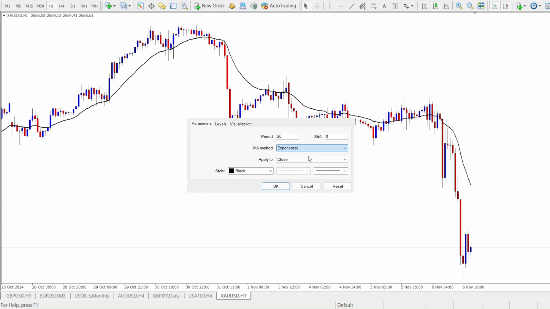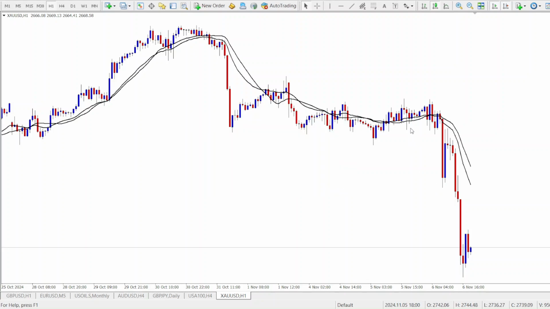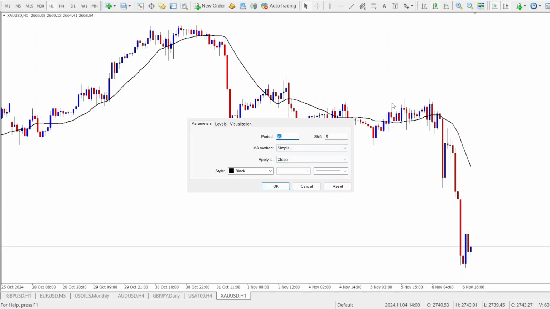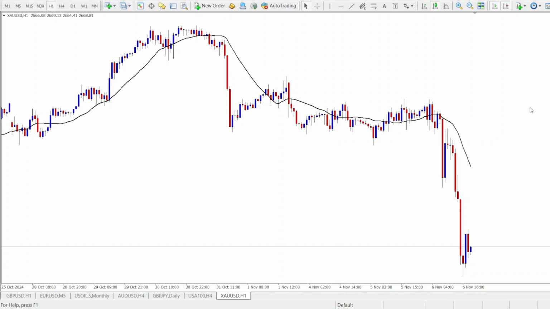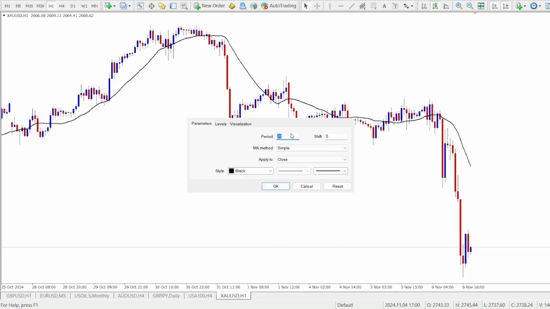Now let us start with the simple moving average. Now the SMA is the basic. Let me remove the exponential. Okay, this is the simple. The simple moving average is the most basic form of a moving average. It calculates the average of a currency pair's price over a specific period of time. For example, a 50 period. Now, this is a 20 period. Let me just use the 20 period as an example.